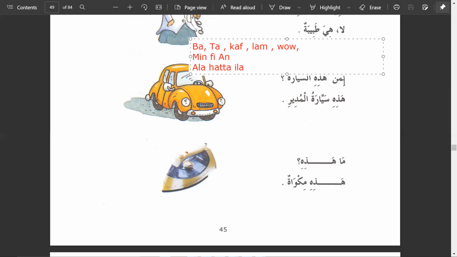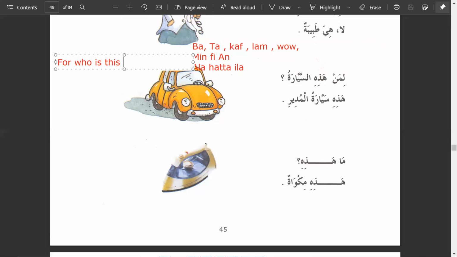So liman, for whom, in the literal sense, for who, but a better word would be for. First let's do a literal translation. For who is liman, hadhihi is this, sayyaratu is car. So, for who is this car? This is just a literal word-to-word translation.